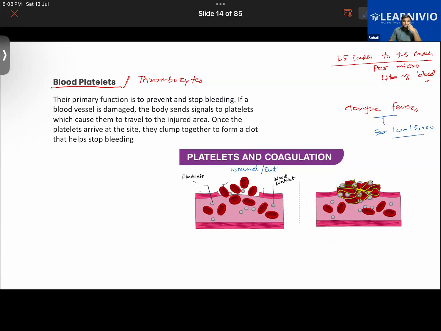Got this now? Sir, can you explain what's internal bleeding?